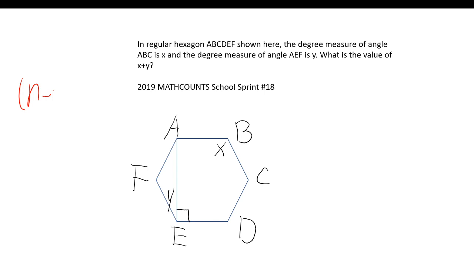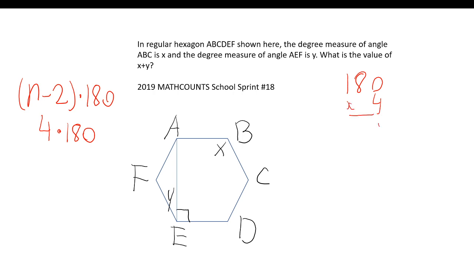So we're going to use our formula, 180 degrees. Now we have 6 sides. 6 minus 2 is 4, multiplied by 180 degrees. Now, all we need to do is compute 180 multiplied by 4. We get 720 as the sum of the angles.